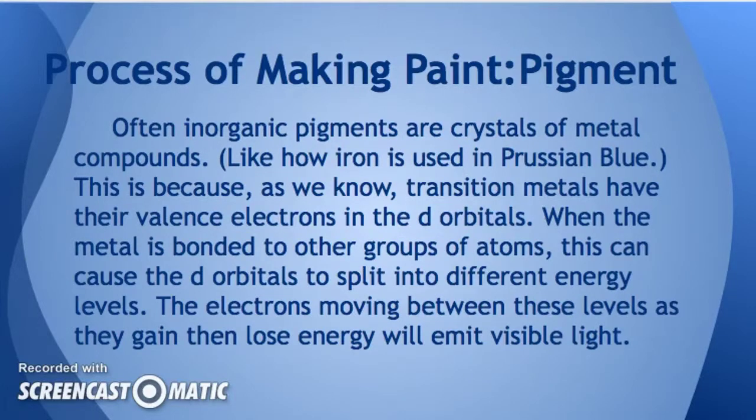Often, inorganic pigments are crystals of metal compounds. This is because transition metals have their valence electrons in the d orbitals. When the metal is bonded to other groups of atoms, this can cause the d orbitals to split into different energy levels. Electrons moving between these levels as they gain then lose energy will emit visible light.